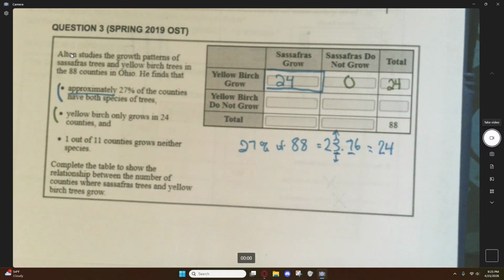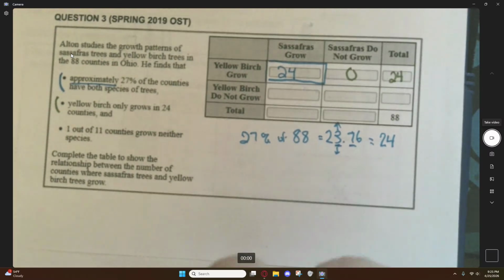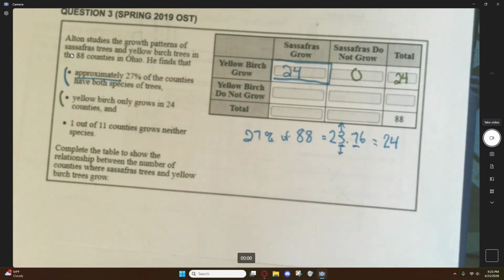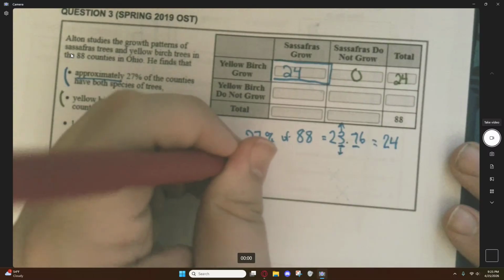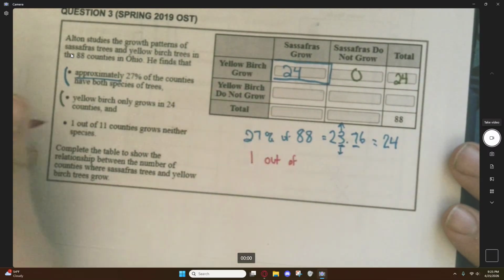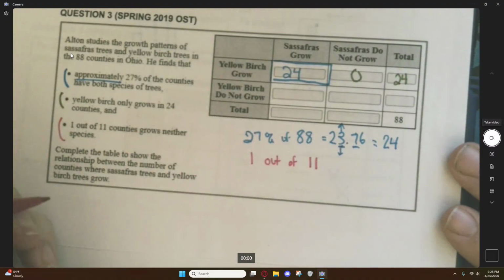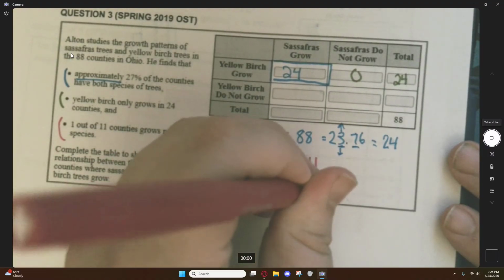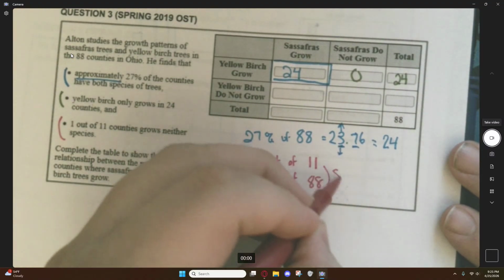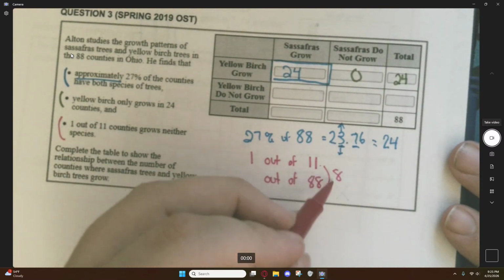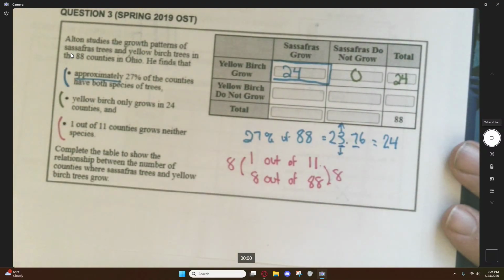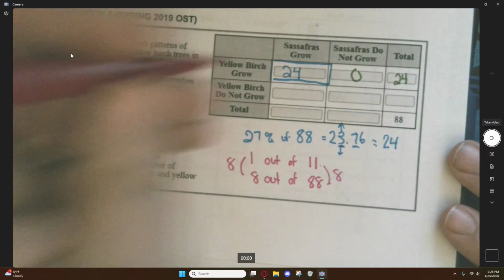1 out of 11 counties grows neither. So, this one we can set up a ratio. If 1 out of 11 grows neither, then how many of 88 is that? Well, 88 divided by 11 is 8. So you have to multiply by 8 to go from 11 to 88. So naturally, you would multiply this side by 8, and you would get 8. So 1 out of 11, or 8 out of 88, grows neither.